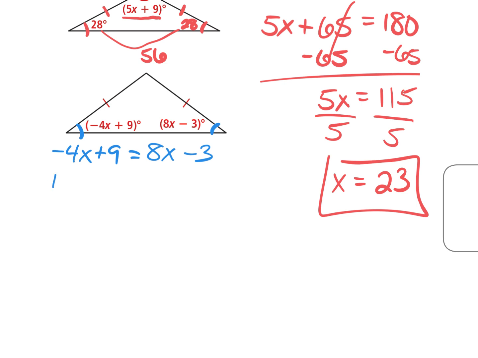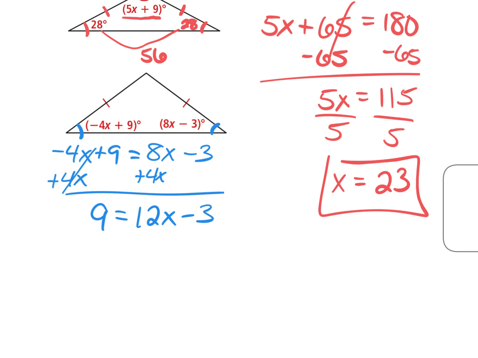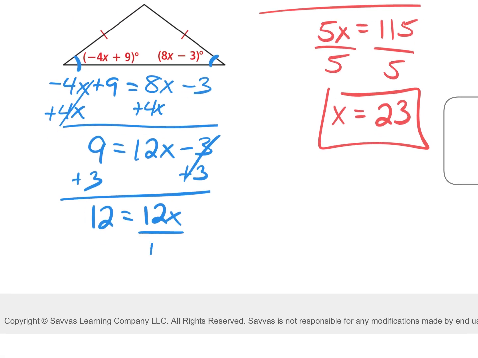It's positive. Add 4x, so you don't have a negative. So 9 equals 12x minus 3. Now it's two-step algebra. What's next? Add 3. So we have 12 equals 12x. Next, divide by 12, x equals 1.